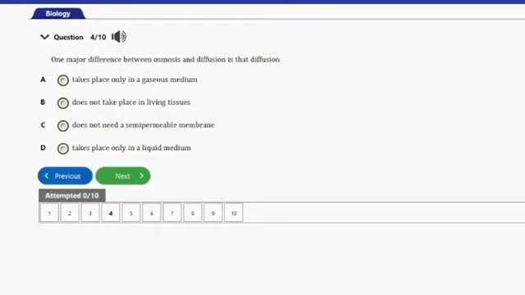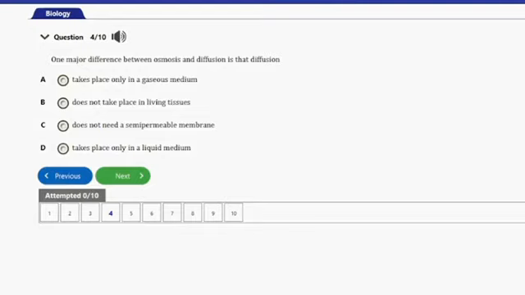It says, one major difference between osmosis and diffusion is that diffusion: A. takes place only in a gaseous medium, B. does not take place in living tissues, C. does not need a semi-permeable membrane, D. takes place only in a liquid medium. The answer to this question is option C. Diffusion actually does not need a semi-permeable membrane.